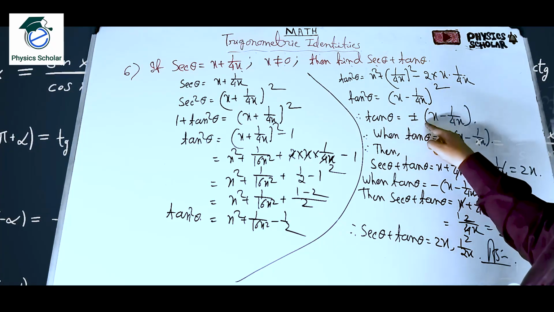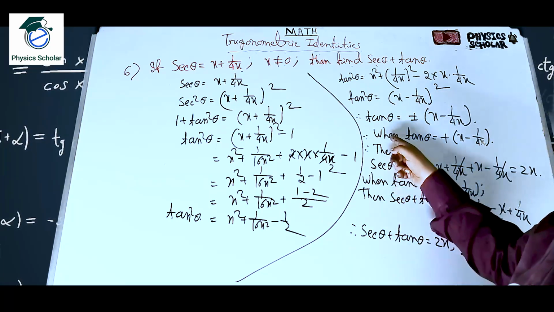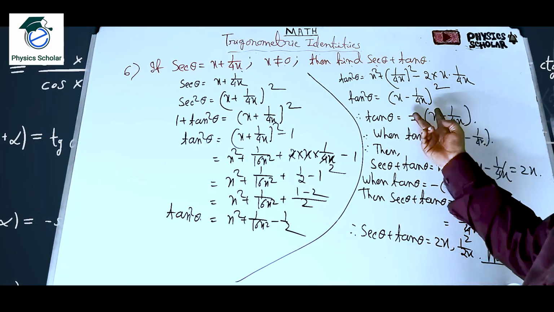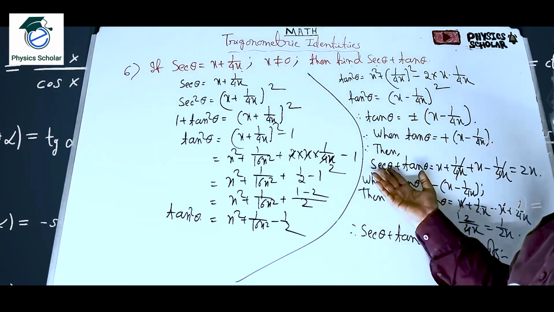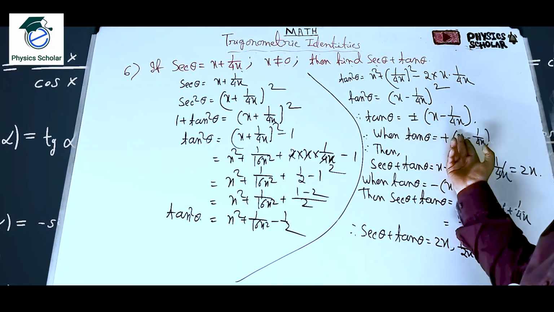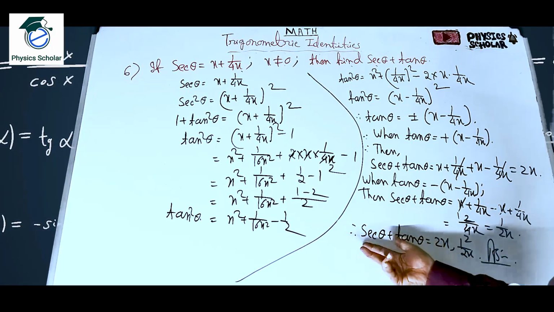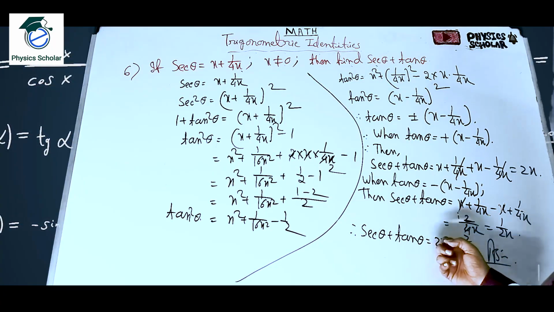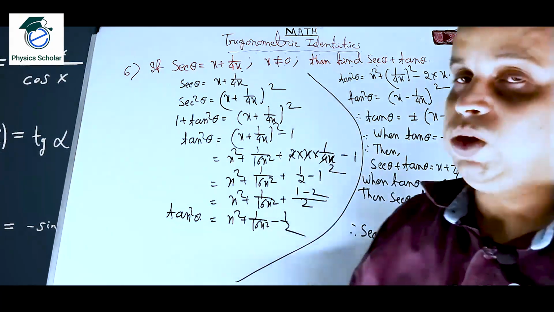So tan theta is equal to plus minus (x minus 1 by 4x). Okay, square root we are doing here. So we have to take plus sign, and again we have to take minus sign. When we are taking plus sign, then sec theta plus tan theta is coming this, and when we are taking minus sign, then sec theta plus tan theta is coming this. So the value of sec theta plus tan theta will be 2x and 1 by 2x. Clear? So hope you have understood this.